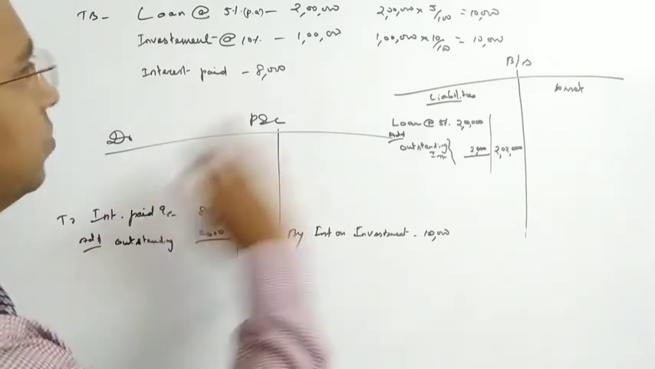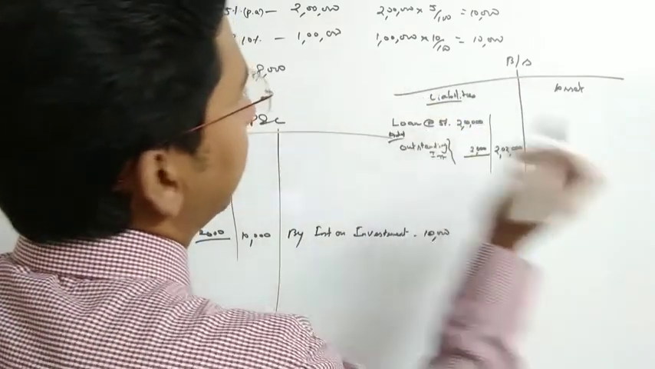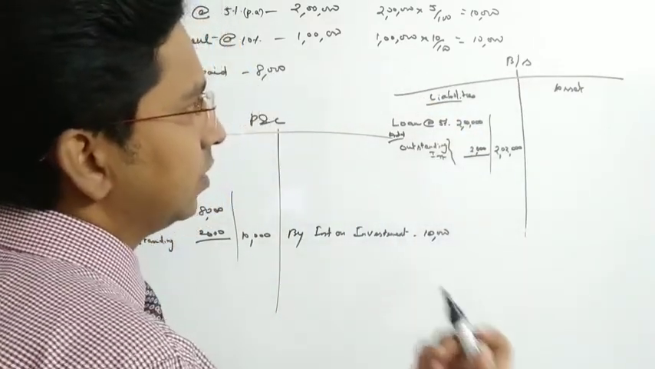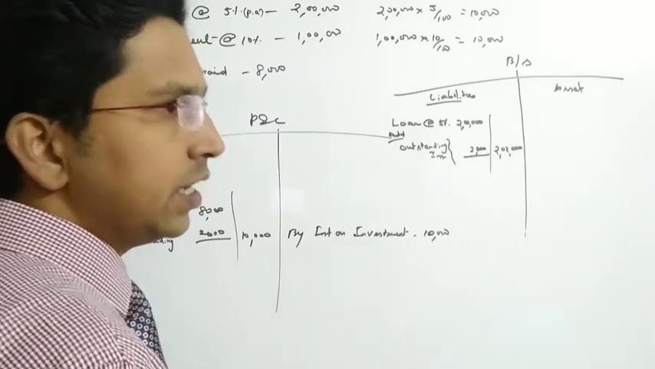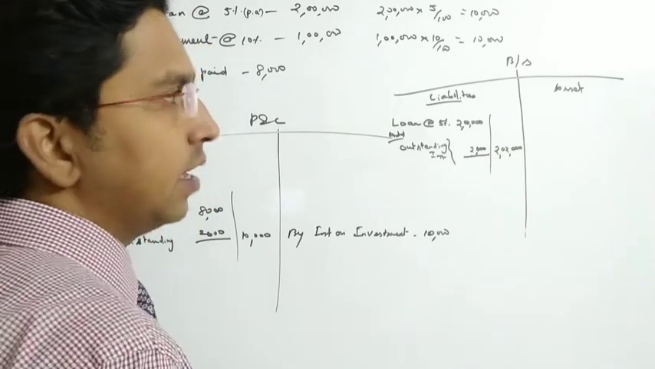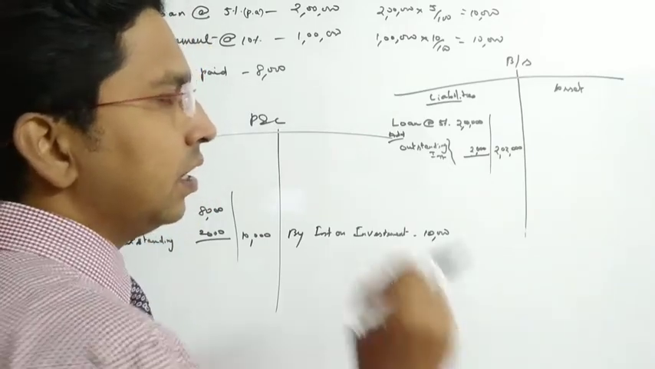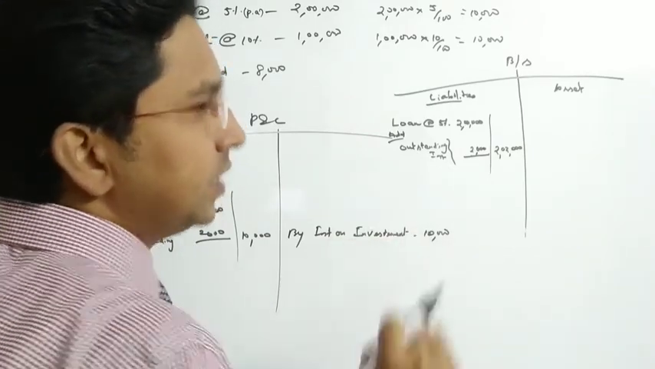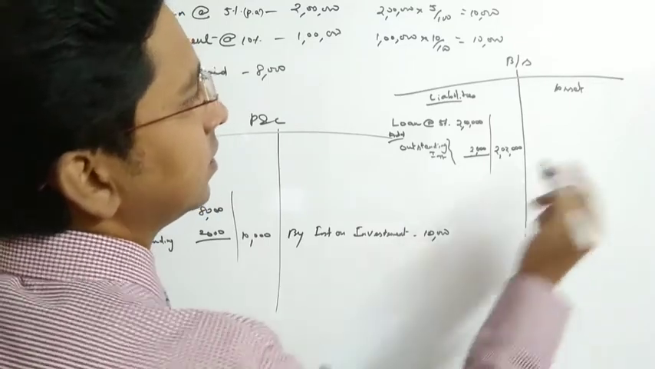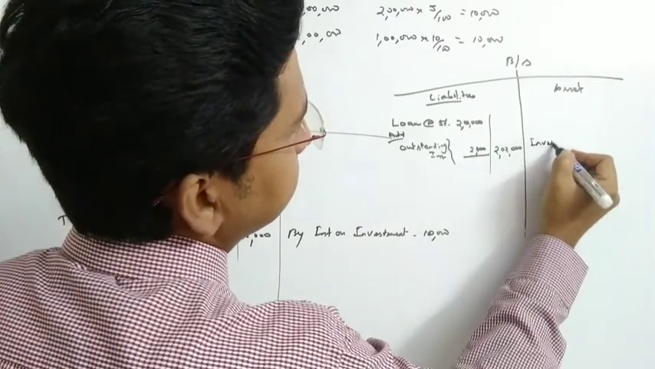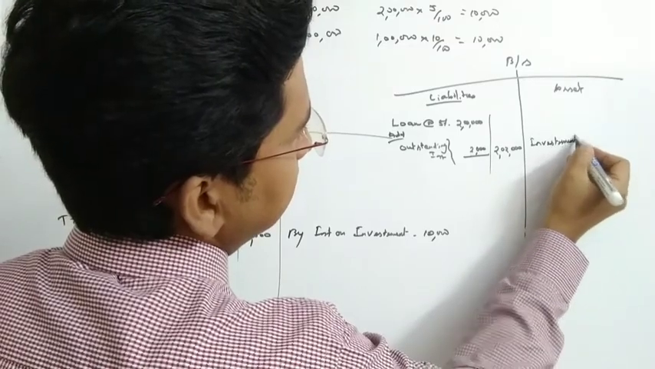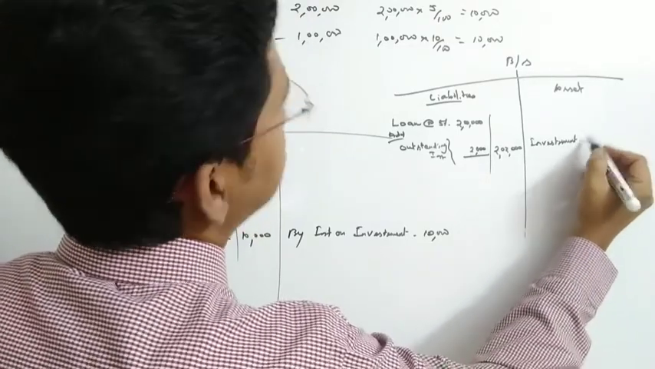Then when it comes to the investment, as I mentioned earlier, if it is a long-term investment, it would be invested for more than 20 or 30 years. If it is a short-term investment, it is invested for less than a year, converted within a year. Whatever it may be, put the investment in the inner column, that is 1 lakh.